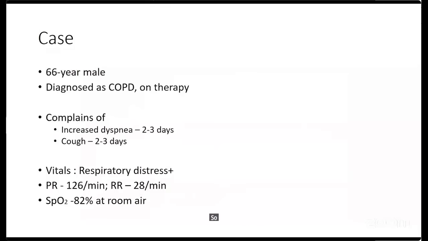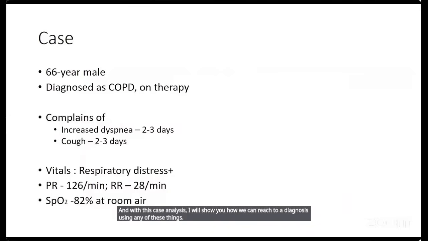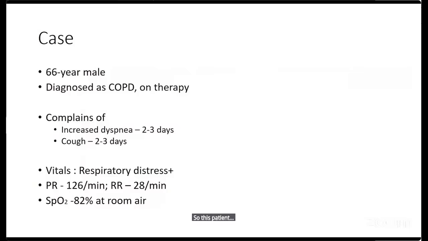So let's do this case that we are all waiting for. And with this case analysis, I will show you how we can reach a diagnosis using any of these things. So this patient, a 66-year-old male, diagnosed as COPD, was on therapy. He complains of increased dyspnea for the past 3 days, cough for the past 3 days, and he has come to the emergency with respiratory distress. His respiratory rate is 28, pulse is 126, and his room air saturation is 82%.